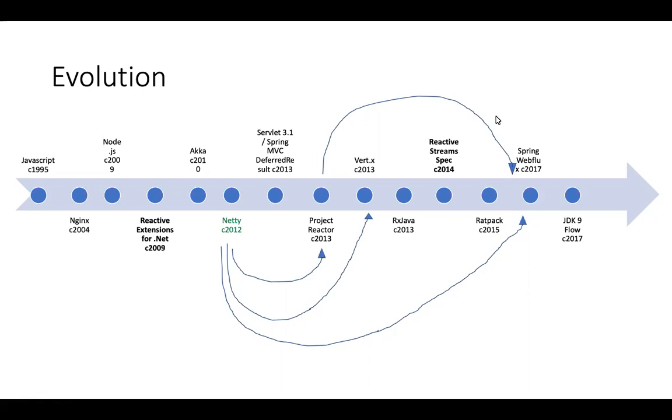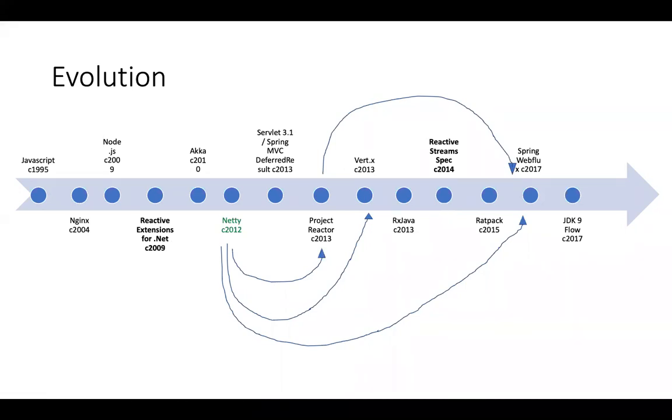Then came the Reactive Streams specification in 2014, and the Reactive Streams specification is amazing. It's just a one-step iteration of the reactive extensions. It adds certain missing things over there, and consequently all of these other libraries, Project Reactor, Vert.x, Netty, they have implemented those additional features of reactive streams.